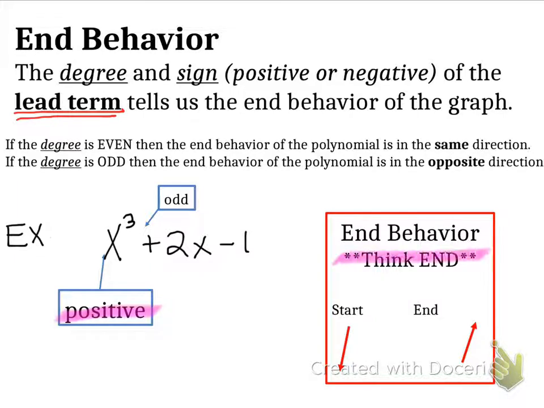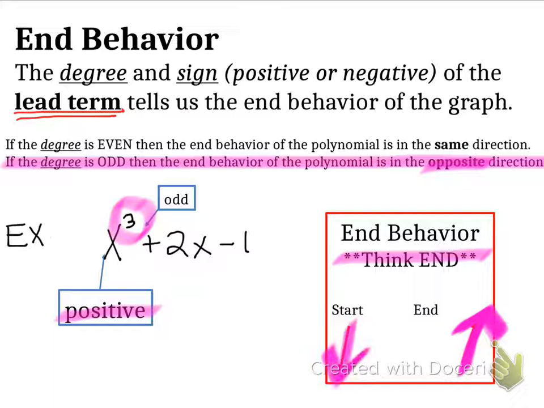That's why over here I said think end. So it's going to go up on that right side. Then, because it's odd, and because of what we just said, they have to be opposite. So we start on the left side, at the beginning of the graph, down. So when you graph this, on the left it's going down and on the right it's going to go up.